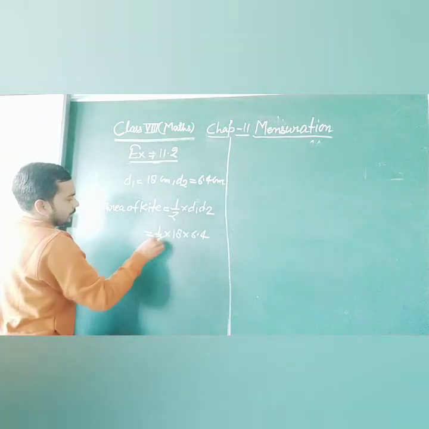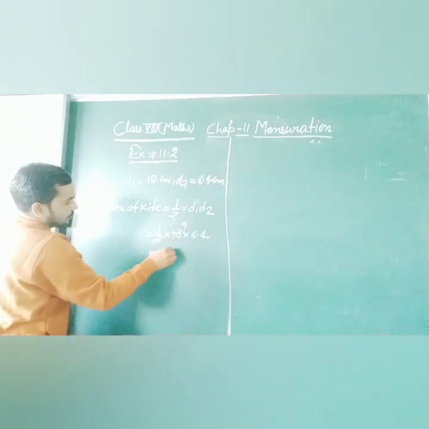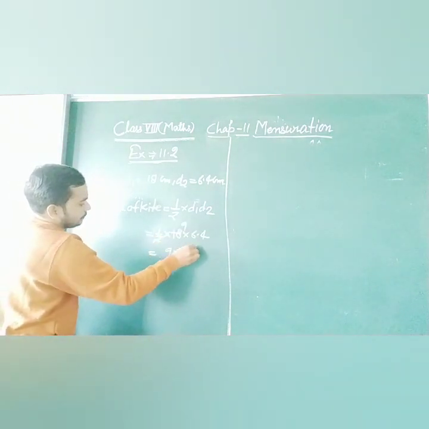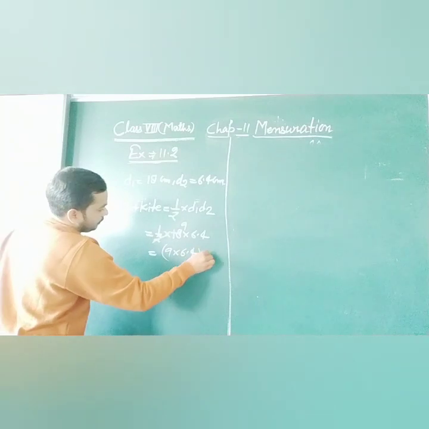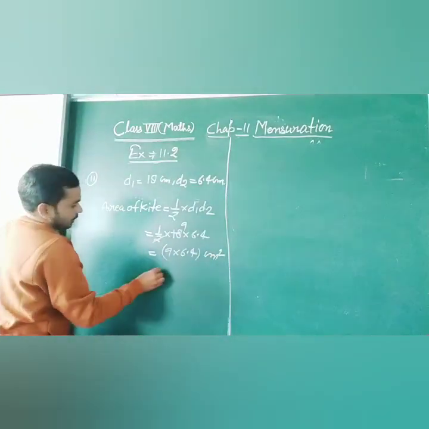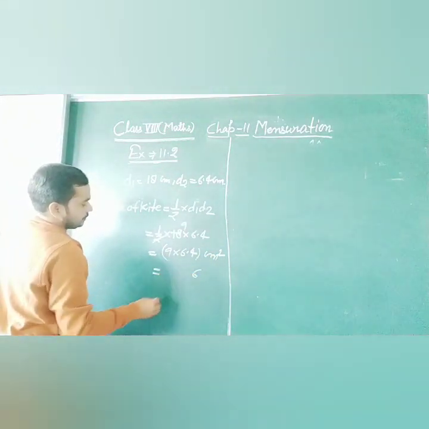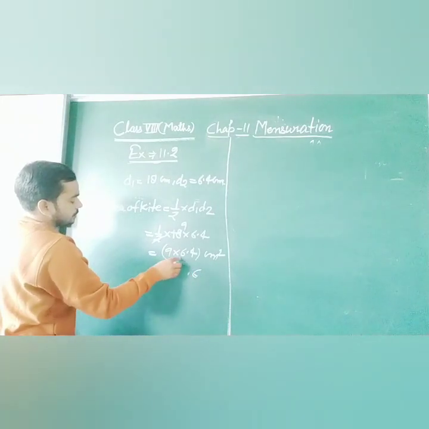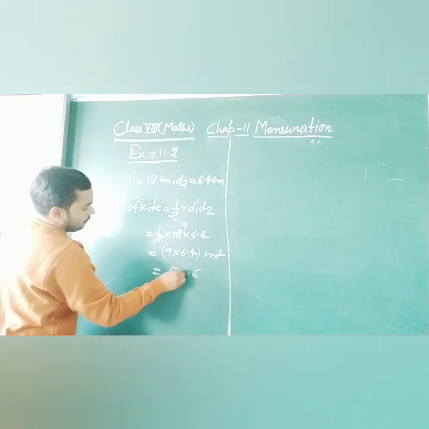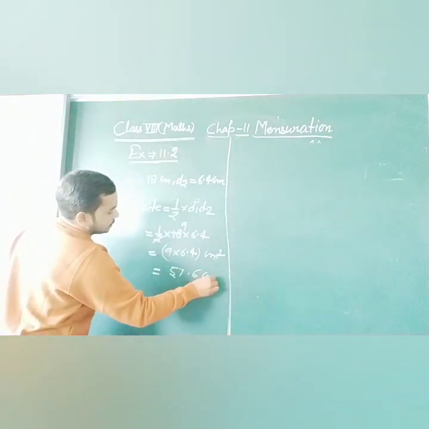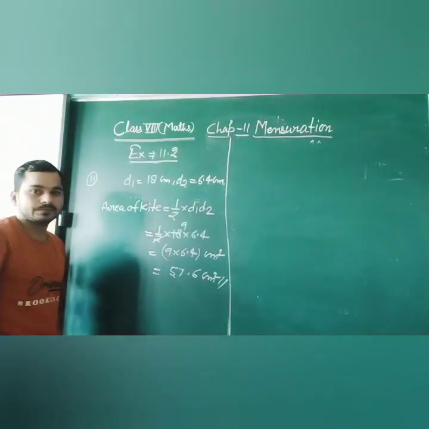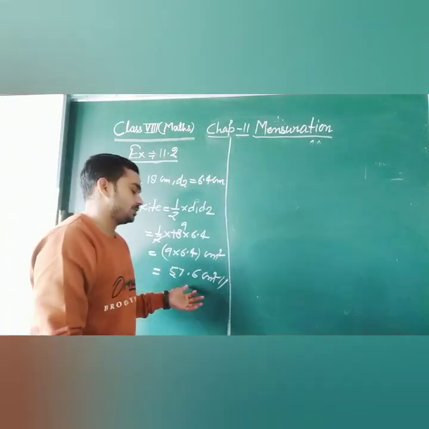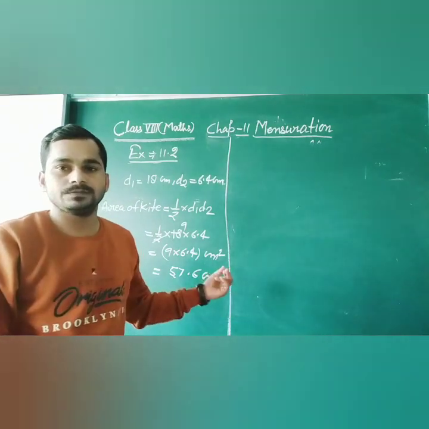Then solve. 2 9 is 18, so 9 into 6.4 centimeter square. Then multiply: 9 4 is 36, 3 is carry, decimal point, 9 6 is 54 plus 3 is 57.6 centimeter square. So area of kite is 57.6 centimeter square.